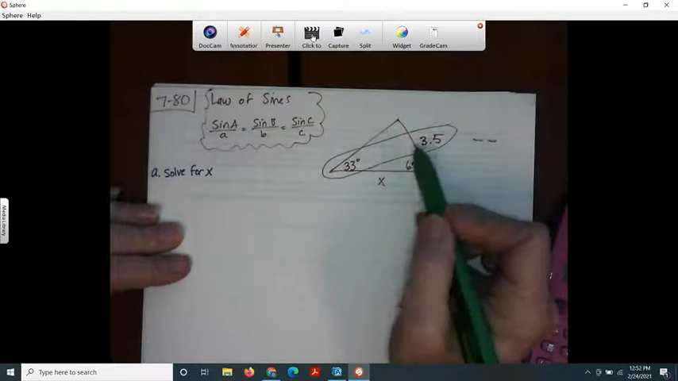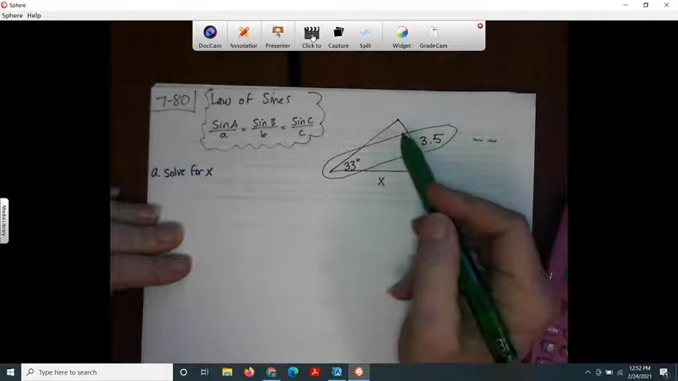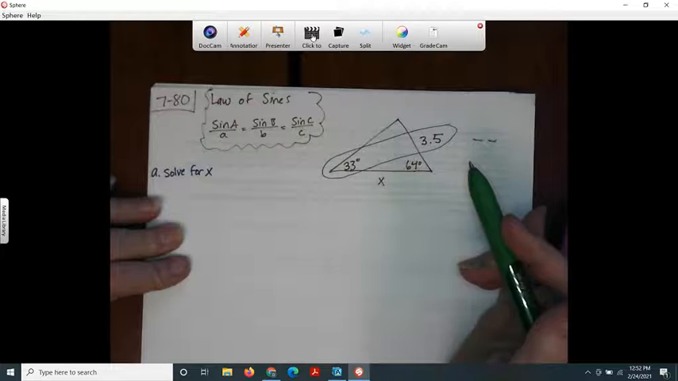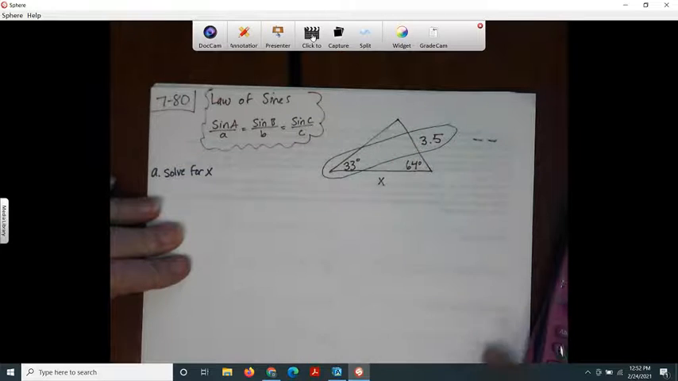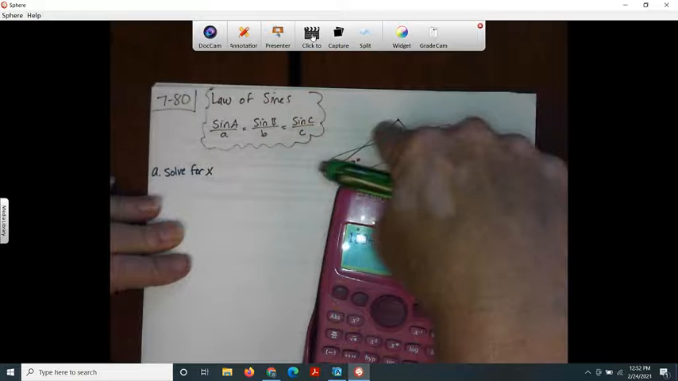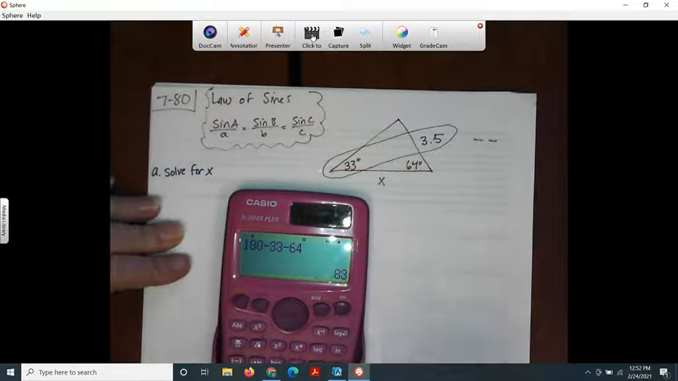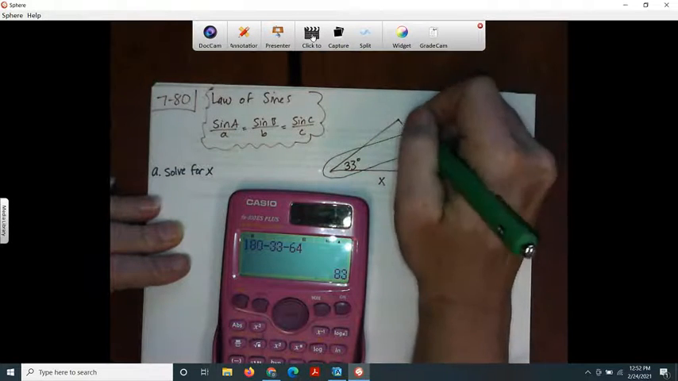And I know that I don't have this angle, but I can get it very easily. So how am I going to get this angle right here? I'm going to go 180 minus 33 minus 64. That's because the three angles of the triangle have to add up to 180. So I'm going to use law of sines, but I need angle pairs.